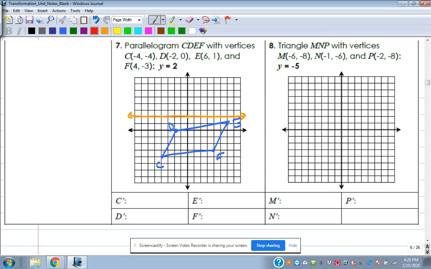So I again go to the point that's closest to the reflection line and start there. That's not a rule that you have to follow, but it's just my way of doing it. I think it's easier. So I go to E. It's 1 unit below, so E prime should be 1 unit above. So that is at the point 6, 3. And then D prime is 2 units below, or D is at 2 units below, so D prime would be 2 units above. So it's same X value. Y value is 4.